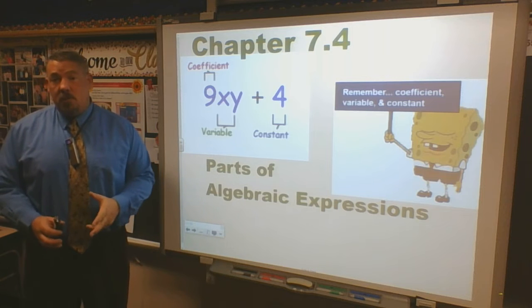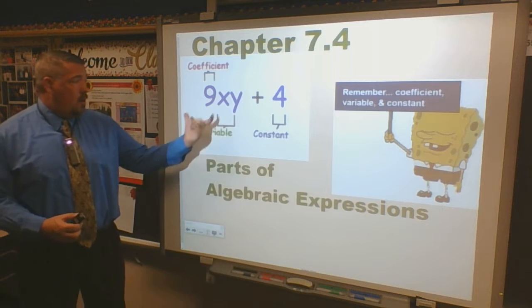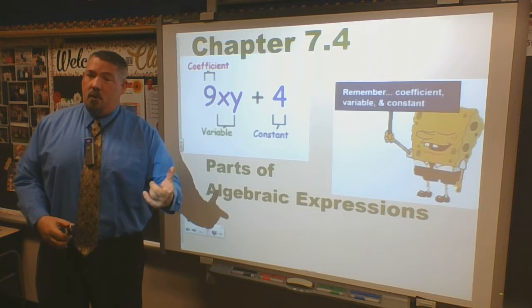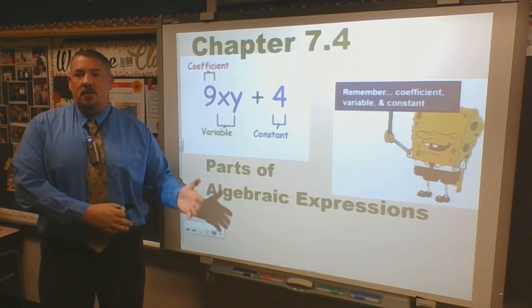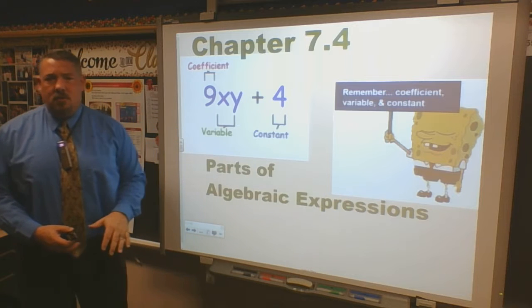So once again, terms are things in the math expression separated by addition and subtraction. So I know I have 2 terms here. My constant, which isn't in your book, but I said it's important for you to remember, is just a number hanging out there by itself that doesn't change because I'm not doing anything to it. So my 4 is my constant term.